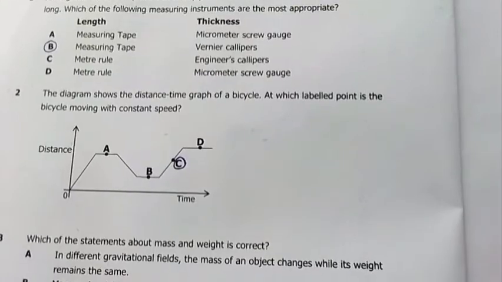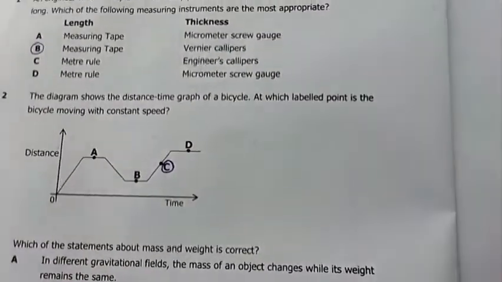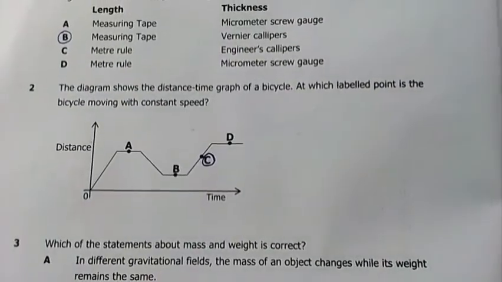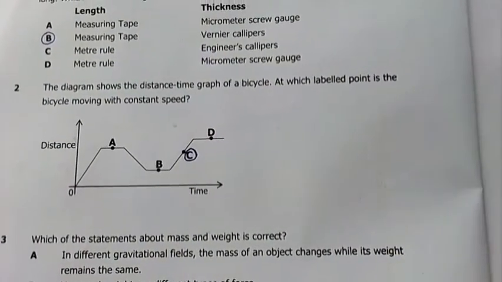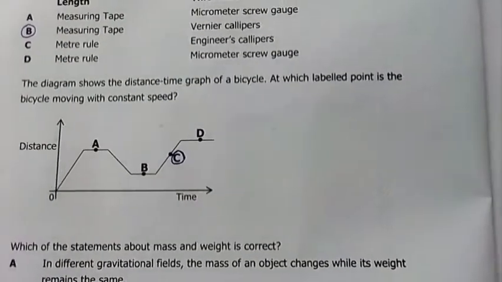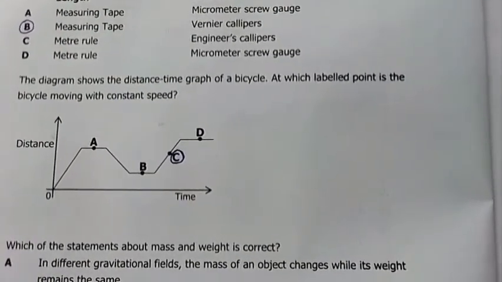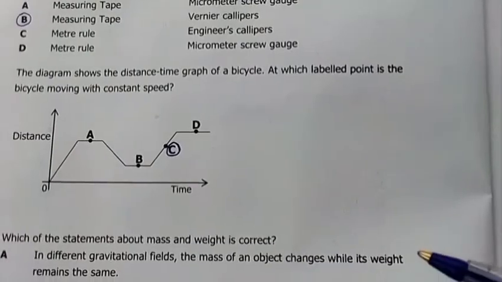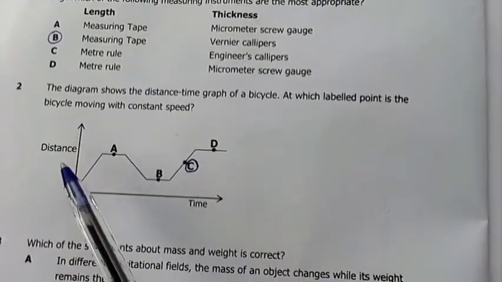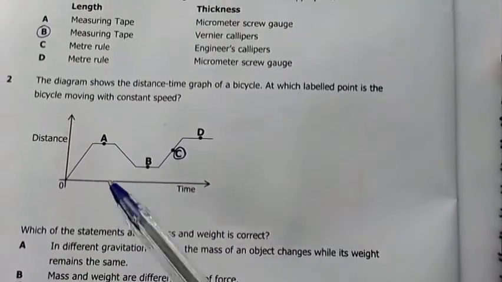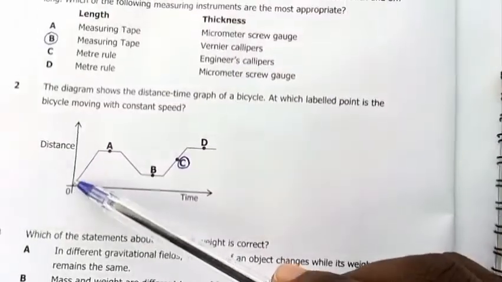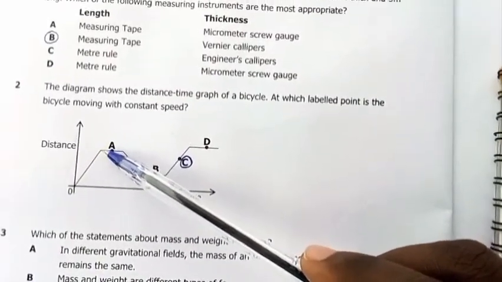The diagram shows the distance time graph of a bicycle. At which labeled point is the bicycle moving with constant speed? Constant speed. You have to understand how a distance time graph is read. A velocity time graph is different from a distance time graph. Therefore, any change in the y means there is change in distance.